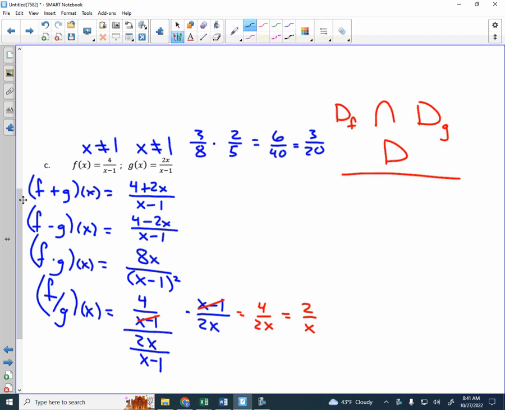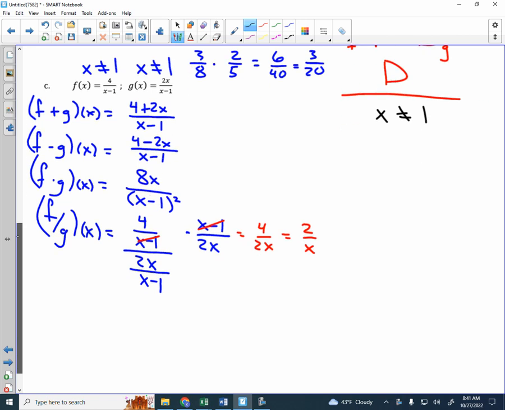So, therefore, the domain for the addition of the two will be x cannot be equal to 1. Do you remember if that's the same for subtraction? It is. X cannot be 1. Is it the same for multiplication? It is. X cannot be 1. Is it the same for division? No, it's not. We also have to consider where the denominator would be equal to 0.